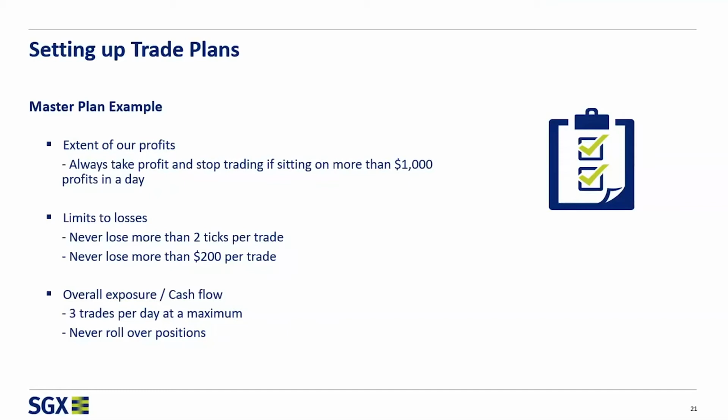And what we mean by never roll over positions is that there's a saying of people falling in love with a stock or something, or a counter, right? So we never roll over positions means that when we sell something, we never go and buy it back straight away. Okay.